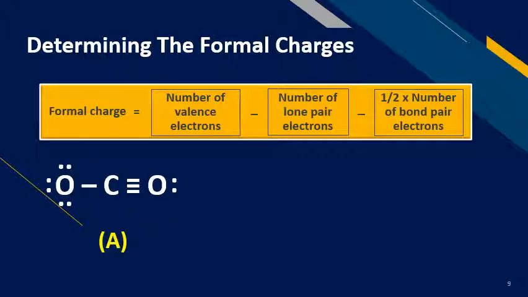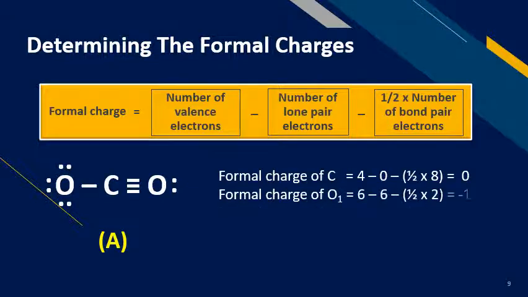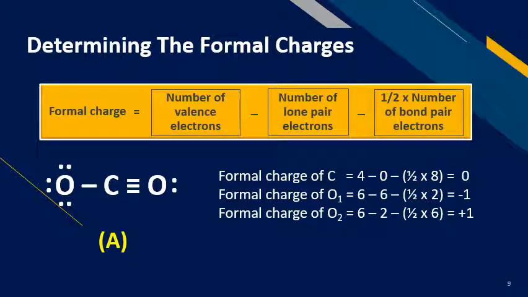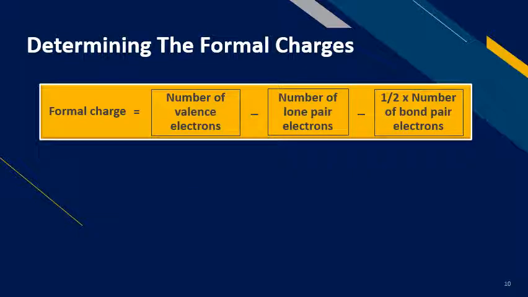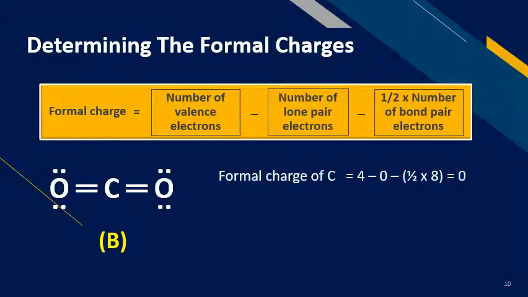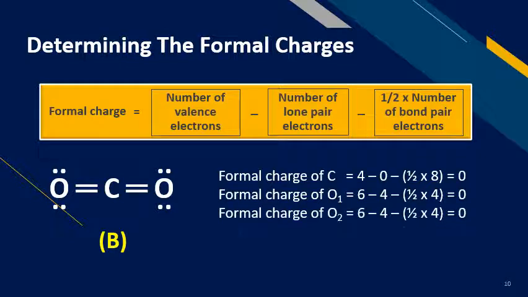Calculating the formal charge for structure A, the formal charge for the carbon atom is equal to 0. The formal charge for the first oxygen atom is equal to -1, and the formal charge of the second oxygen atom is +1. Calculating the formal charge for structure B, we obtain the formal charge for the carbon atom equal to 0, the formal charge for the first oxygen atom equal to 0, and the formal charge of the second oxygen atom is also 0.